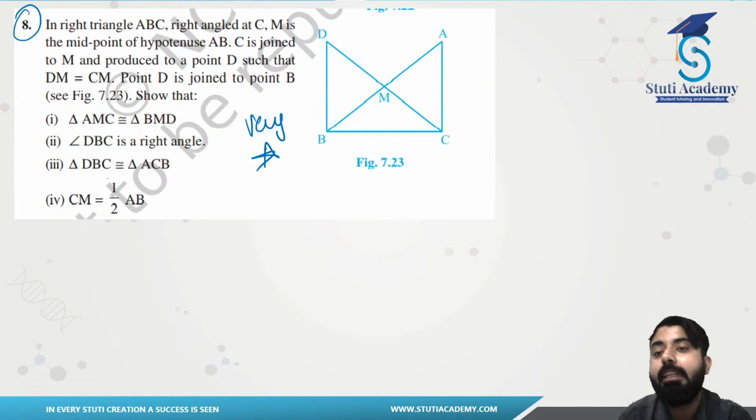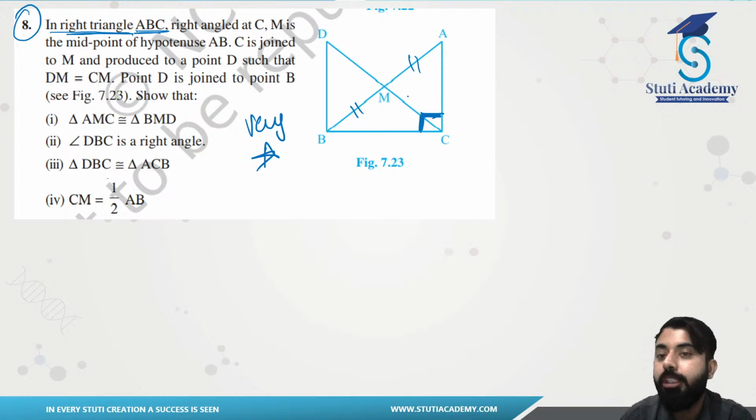It states that in a right angle triangle ABC, keep in mind it is a right angle triangle ABC, right angle at C. So that means this is 90. This has been given to me. M is the midpoint of hypotenuse AB. So that means BM is equal to AM. C is joined to M.